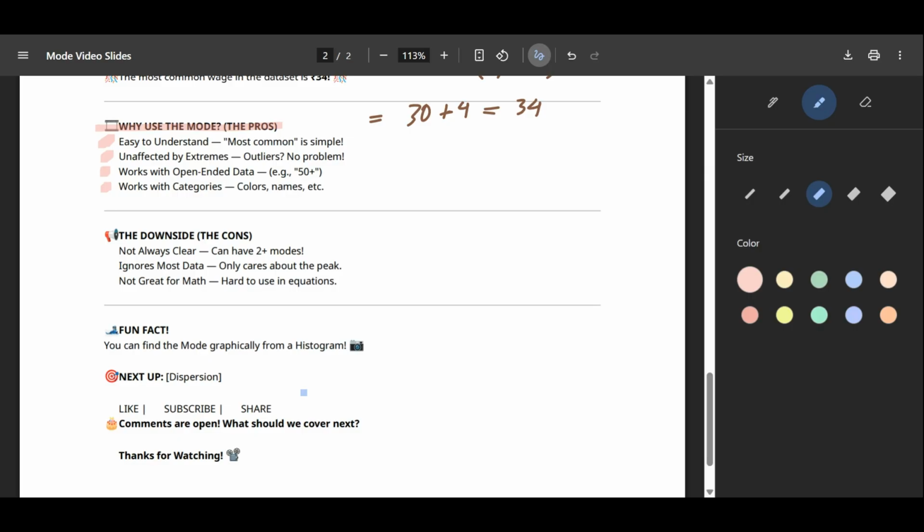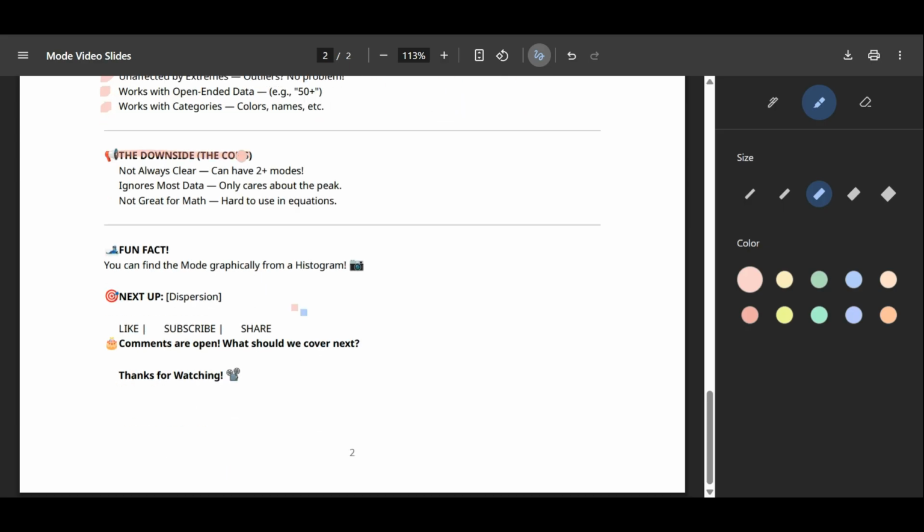The mode has some disadvantages too. You see the cons. First, not always clearly defined. Sometimes no value repeats, and sometimes you get two or more values with the same high frequency. We call these bimodal, two modes, or multimodal, many modes. It can get messy. Number two, not based on all observations. The mode only cares about the most frequent values. It completely ignores the rest of the data. Number three, not great for algebra. Unlike the mean, the mode is very clunky for further mathematical calculations and advanced statistics.